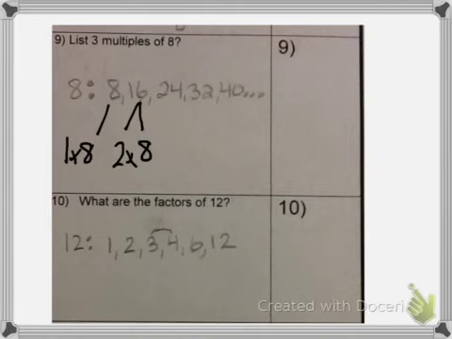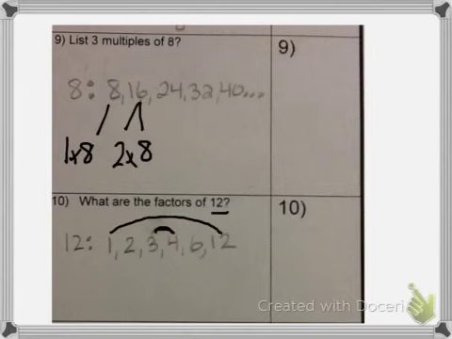What are the factors of 12? Well, factors are numbers that are smaller than or equal to our original number, and 2 factors will multiply to give us 12. So I've listed them out here. We have 1, 2, 3, 4, 6, and 12. And we can make a factor rainbow.